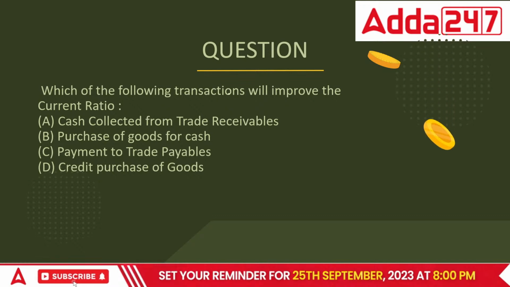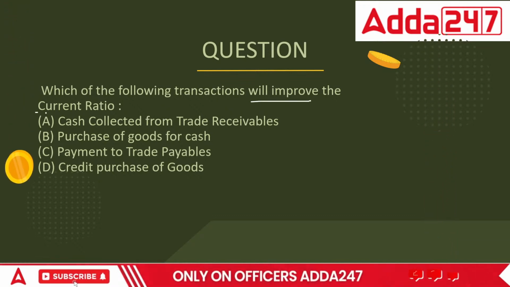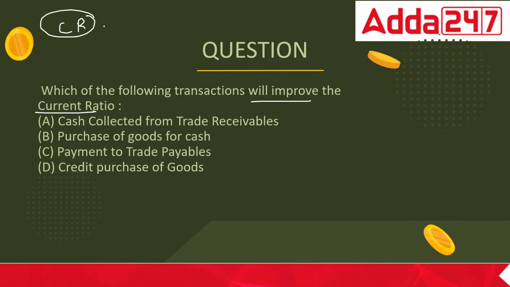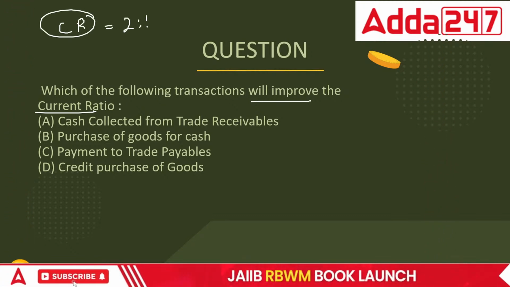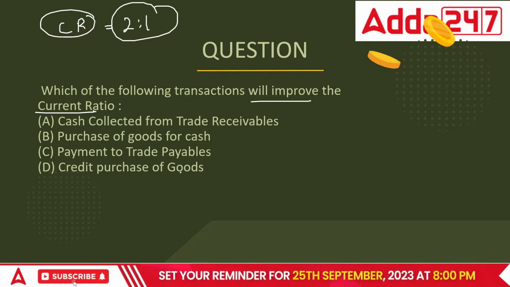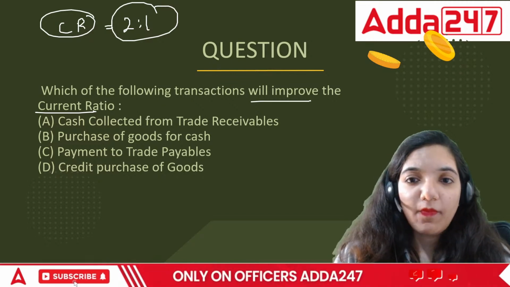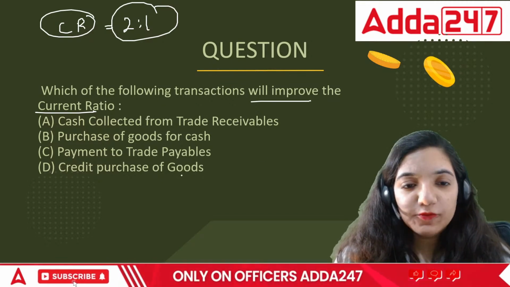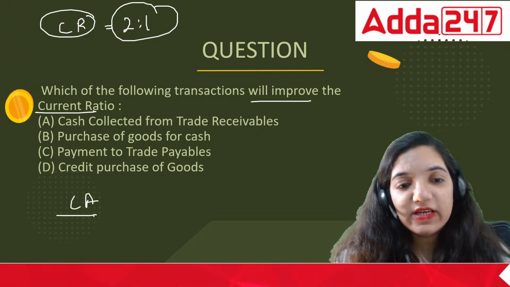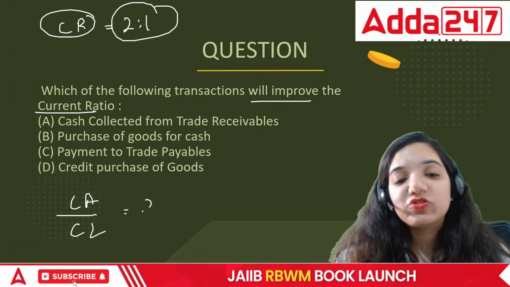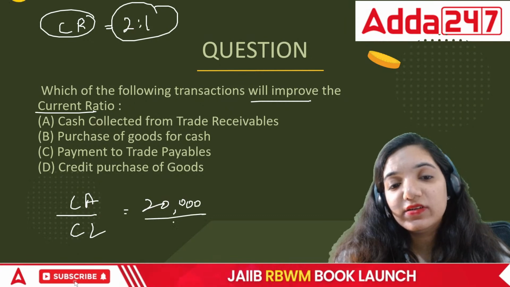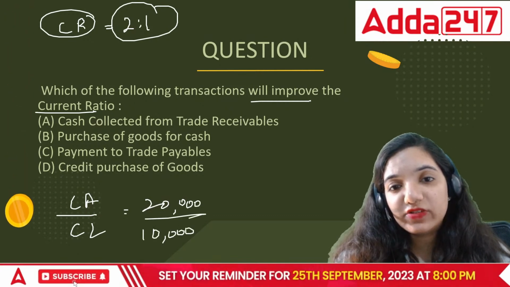Which of the following transactions will improve my current ratio? This is module C, everyone. CR, current ratio. The ideal ratio for current ratio is 2:1, everyone. So in this case, what do they do? First of all, if we have CA upon CL is equal to 2:1, so this is 20,000 divided by 10,000.